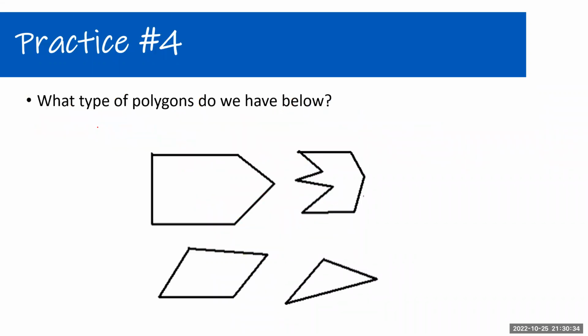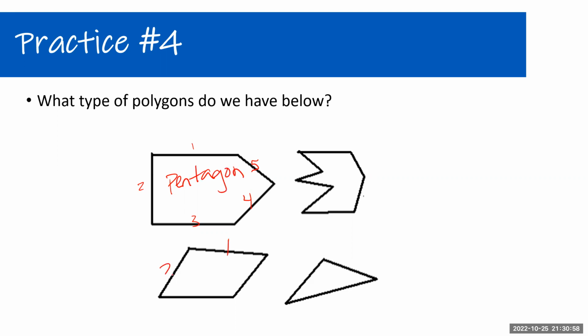Now let's talk about naming polygons, okay? What type of polygons do we have here? As always, please pause. I would really encourage you to pause here. Try it yourself. Here we have 1, 2, 3, 4, 5 sides. So we have a pentagon.